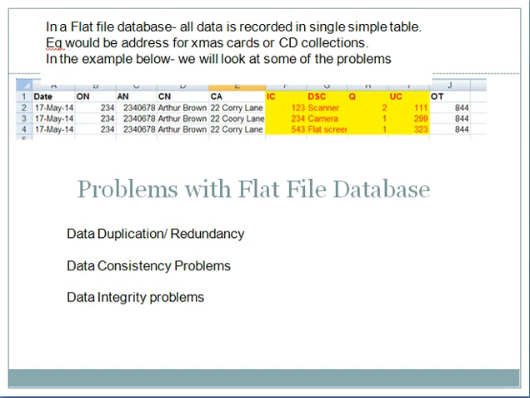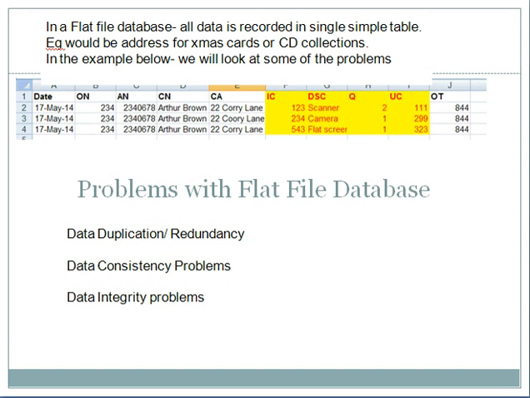So how do we solve them? We solve them by moving away from a flat file database to a relational database. Things that are repeated twice, we take them and put them into separate entities or tables. These separate entities or tables allow us to only record the data once, so there's less duplication of data. It also means there's better data consistency and there's better data integrity.